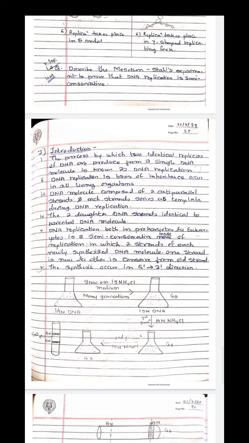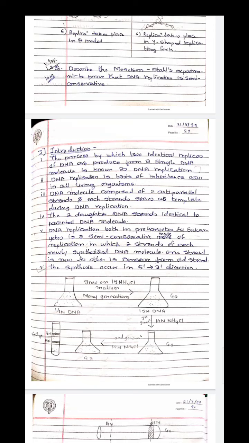Those characters which come from, or can be transferred from, generation to generation are known as inheritance. So due to these DNA replications, these characters go from one generation to the next generation. Then the DNA molecule is composed of two anti-parallel strands, and each strand serves as a template during DNA replication.